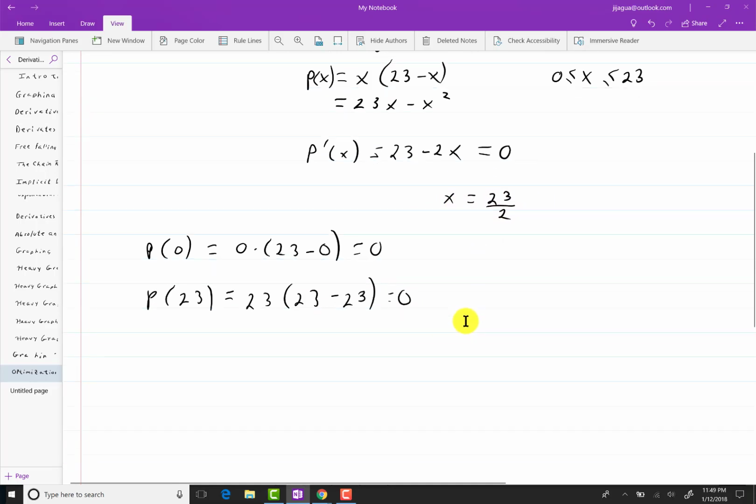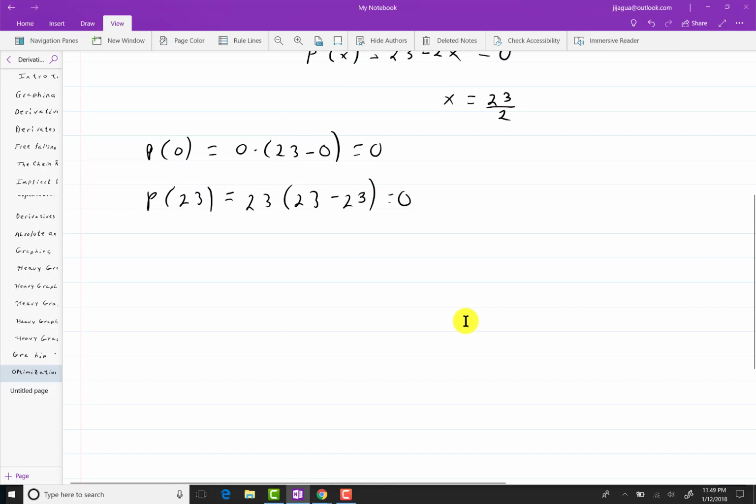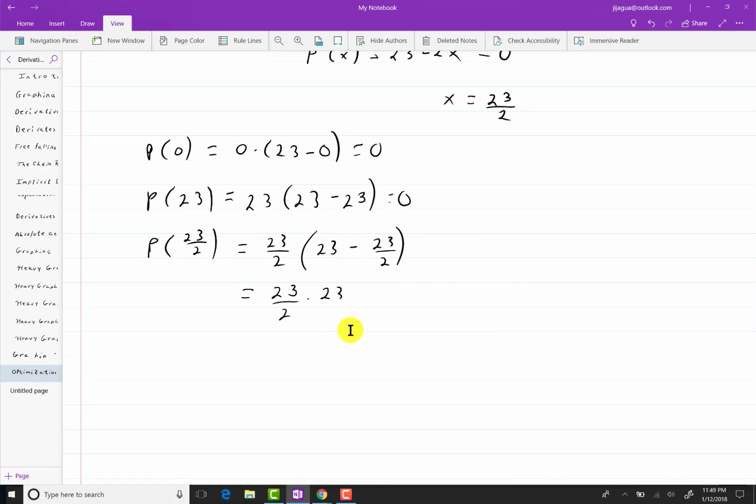P of 23 over 2 equals 23 over 2 times 23 minus 23 over 2, which is going to equal 23 over 2 times 23 over 2, which, well, whatever that is, 23 squared over 4. That's the largest product that we can have.